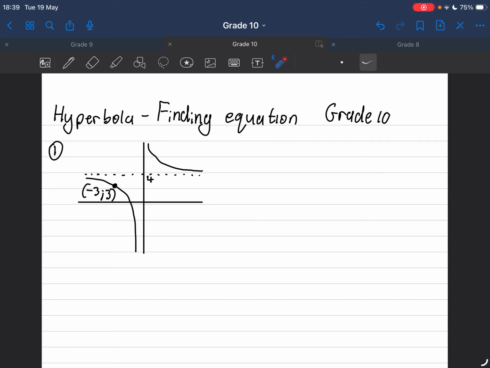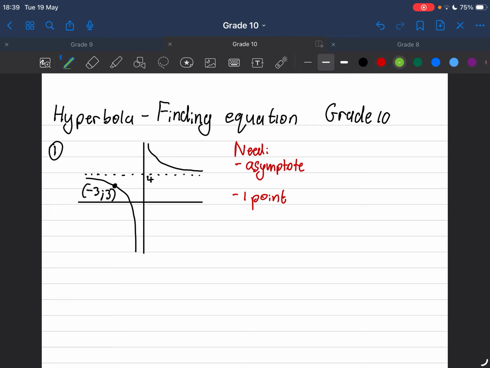Now that we've learned how to sketch a parabola, let's learn how to find the equation of one. So, to find the equation of a parabola, we need a few things. Generally, we need the asymptote, and we need 1 point.